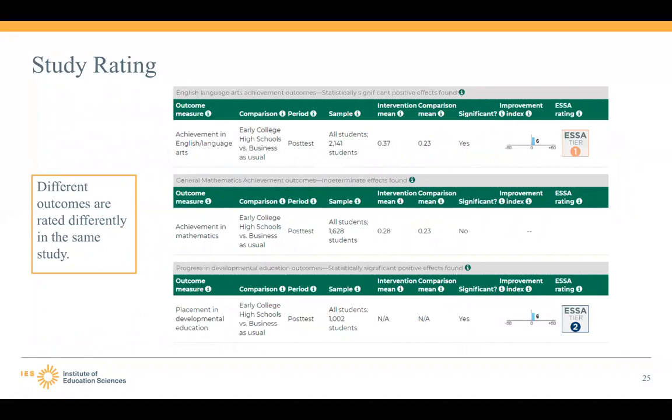So once you've clicked on Findings, you would see that one finding has the highest ESSA rating, one has Tier 2, and one has none. There may be several reasons for why different outcomes have different ESSA ratings that have to do with study design and implementation. The point of us showing you this is to illustrate that you should look beyond a study snapshot to be certain the outcome that you're interested in has the rating that you're also interested in.